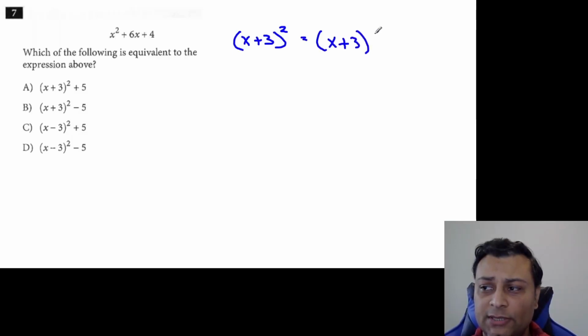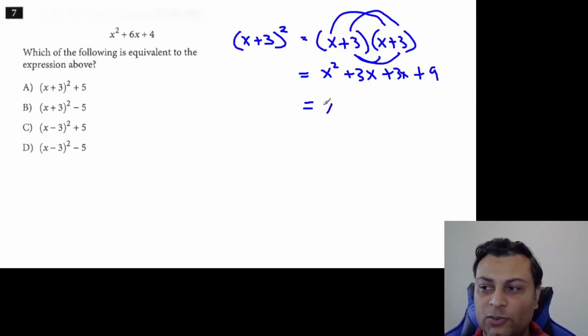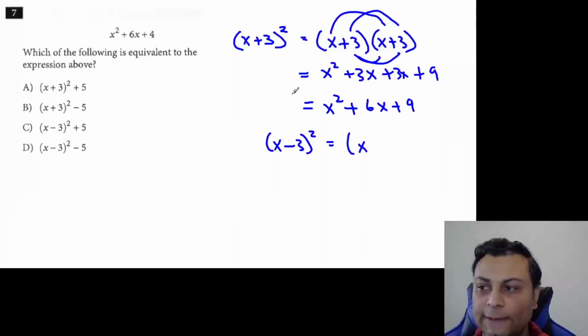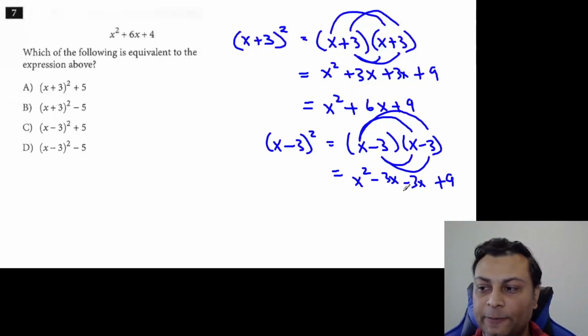It's x plus 3 times x plus 3, which is x squared plus 3x plus 3x again. This was the other 3x, plus 9. And you get x squared plus 6x plus 9. Similarly, if you expand the other one, that's x minus 3 times x minus 3, and you get x squared minus 3x minus 3x again plus 9, and you would get x squared minus 6x plus 9.